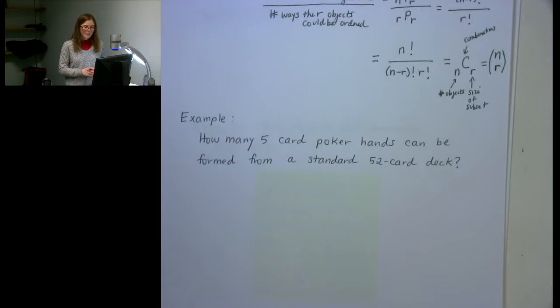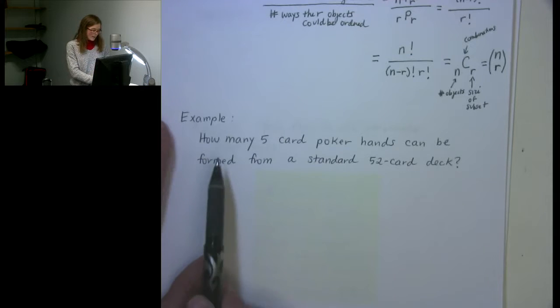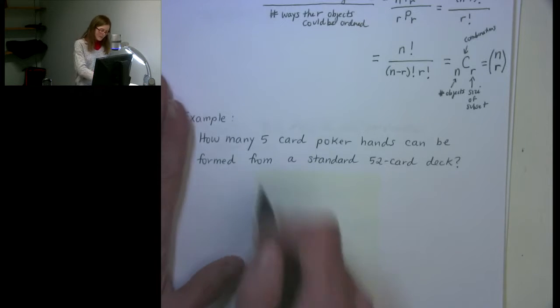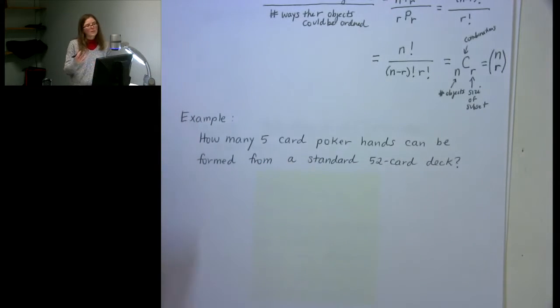So to do an example, how many 5-card poker hands can be formed from a standard 52-card deck? The order doesn't matter. Which card is dealt to me first, second, third, fourth, or fifth is not important. All that's important is which cards end up in my hand. So since order isn't important, I just want to know how many different subsets, how many different hands are possible.